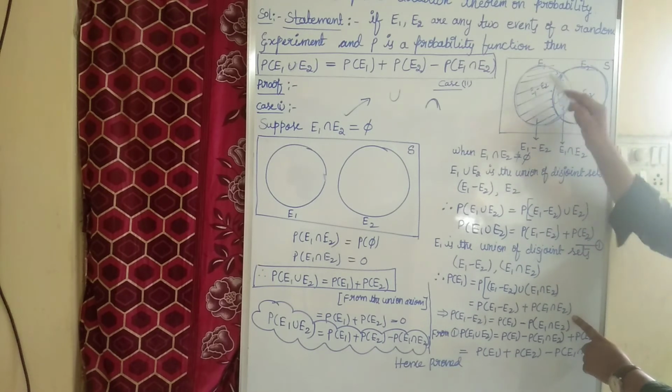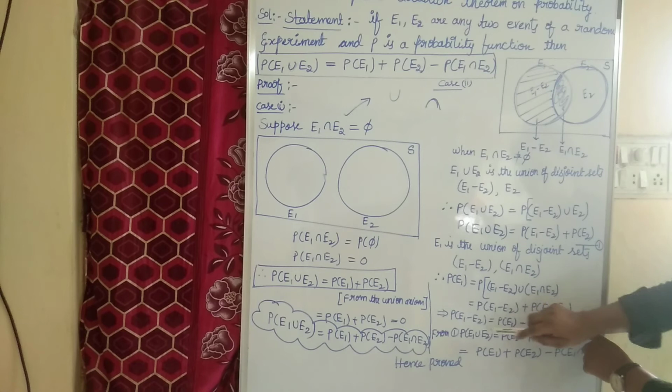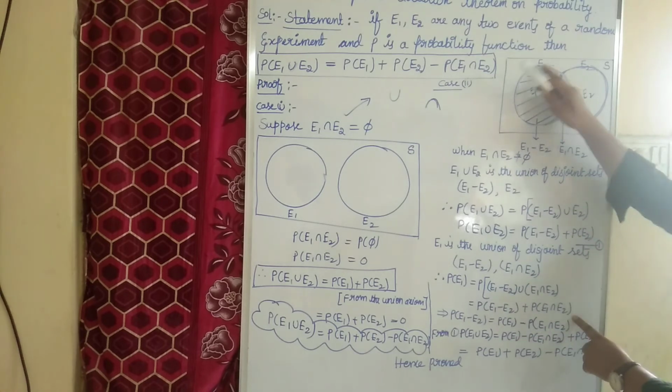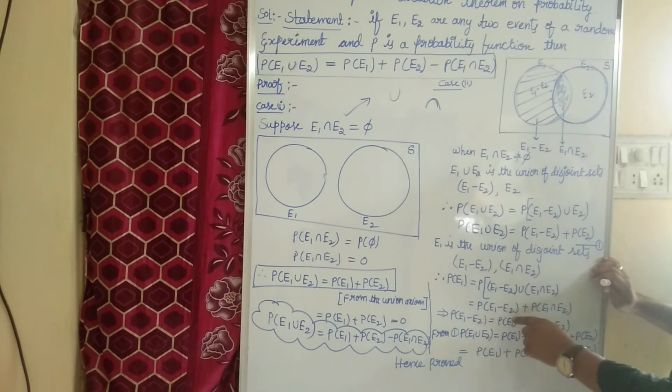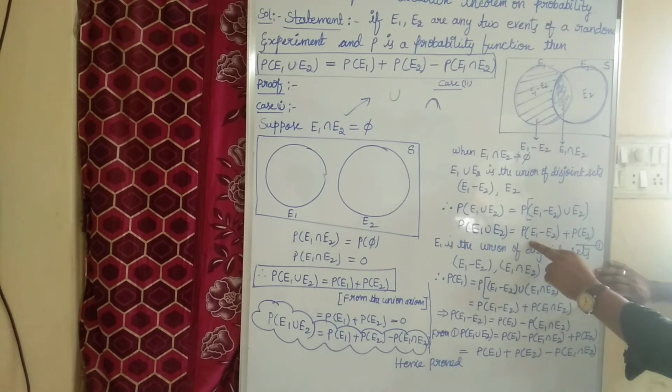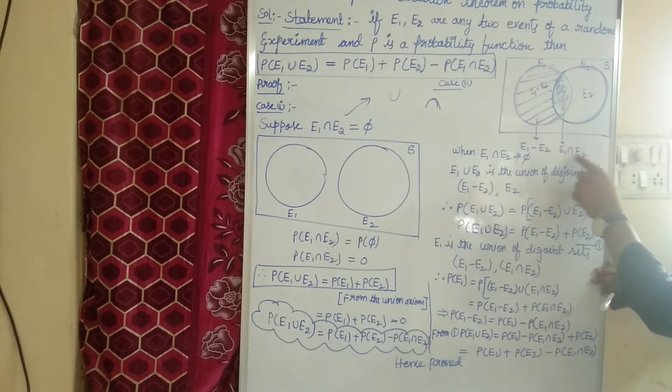This part. What is E1? From the total we need to remove this part. P of E1 minus E2 is nothing but what? From E1 we have to remove E1 intersection E2. That's all. So P of E1 minus E2 is nothing but P of E1 minus P of E1 intersection E2. So in the place of E1 minus E2, what will we write? P of E1 minus P of E1 intersection E2.